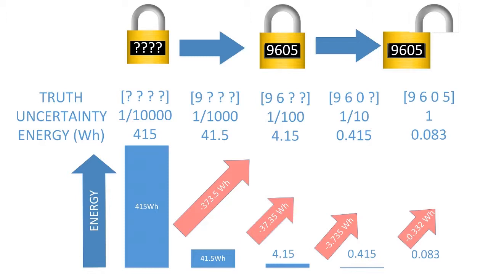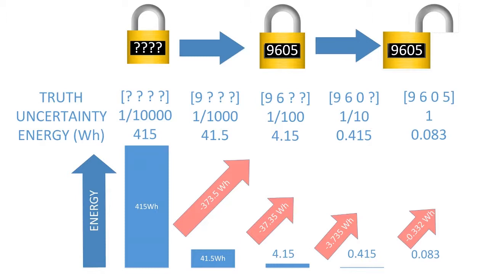You have to guess an average of 5,000 times in order to open the lock without knowing the combination. That takes about 415 watt hours. Let's say you're given one true digit to the lock combination. If you're given one true digit, your uncertainty drops from 1 in 10,000 to 1 in 1,000. There could only be 1,000 possible combinations left. The energy you need to guess the lock combination drops as well by a factor of 10 to 41.5 watt hours. So you've saved 373 watt hours because you know one of the digits of the lock combination.